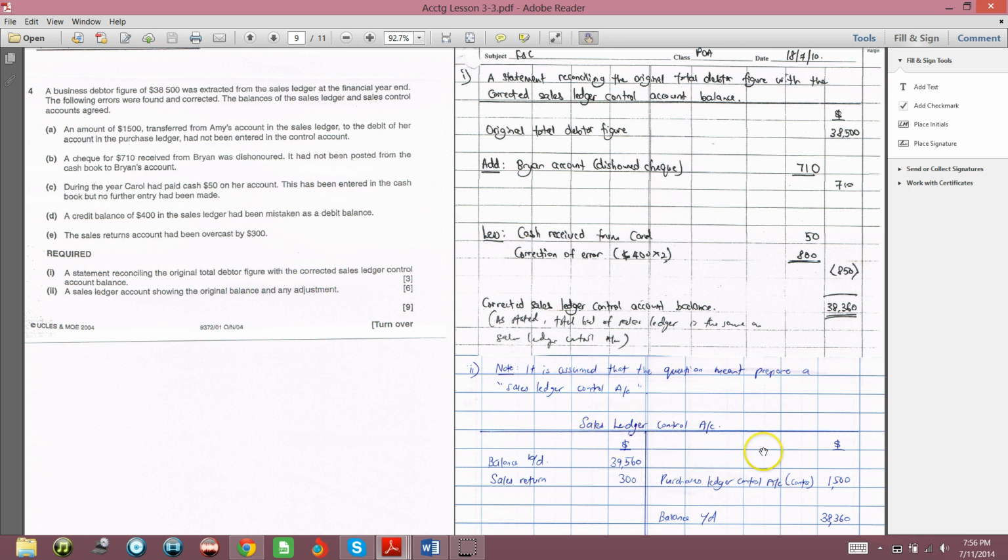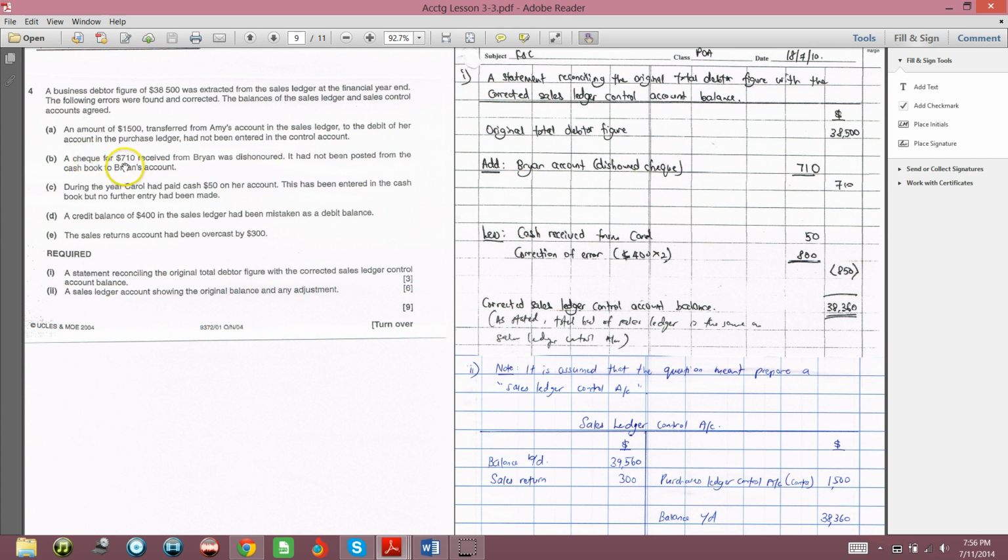So if it's offset, that will make my debtor figure smaller. That means that will make her owe me less money, so it will be on the credit side. Okay, so the other account will be the purchases ledger control account, contra. Okay, 1,005 put on the credit side of your debtors control account. So that means make the debtors figure smaller.